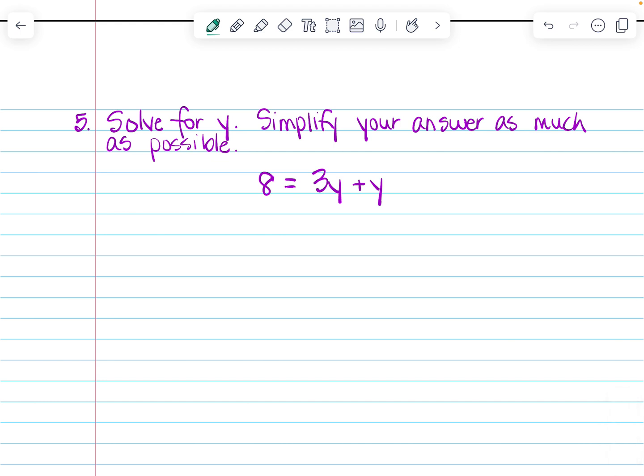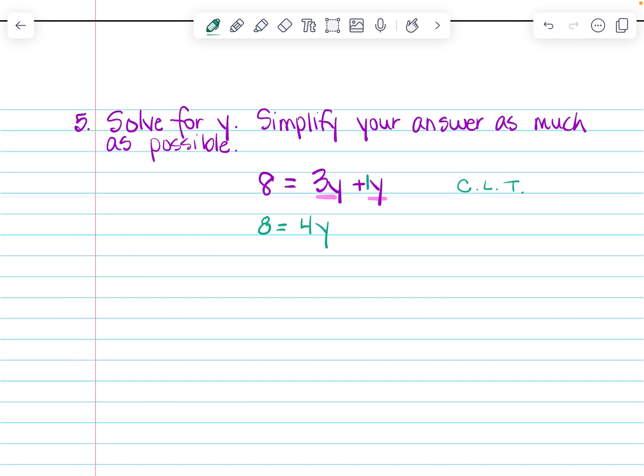Number 5 says solve for y, simplify your answer as much as possible. And on this one, I noticed that I have 2 terms on the right, both contain a y. So this is our first instance of combining like terms. Remember that if you see just a variable, you can assume that there is a 1 in it if there's no other number written. So we can simplify this first to, well, 3y plus 1 more y is 4y.